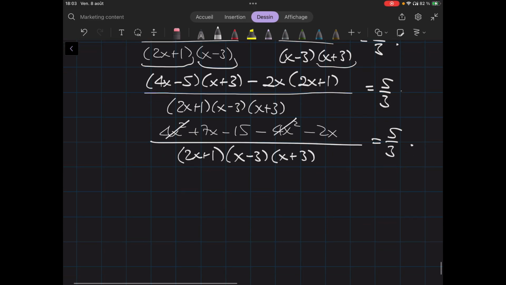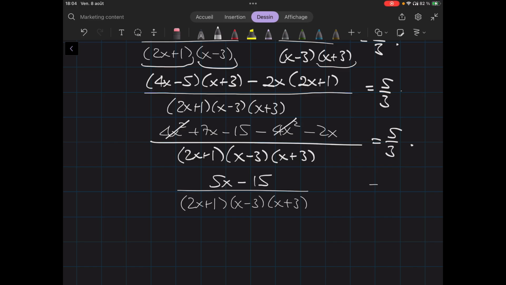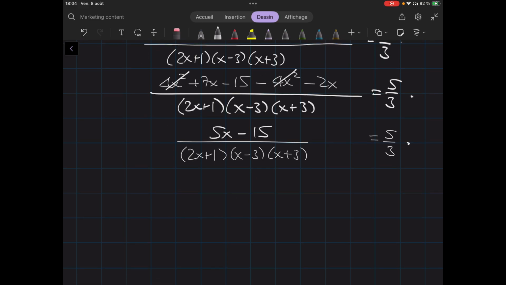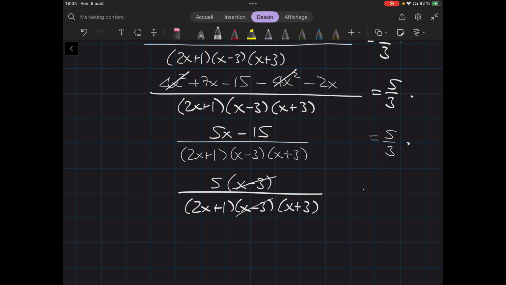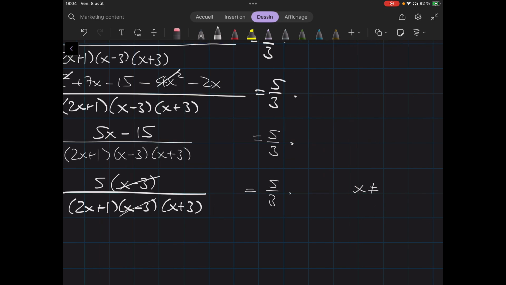That cancels out. We're down to 5x minus 15. Luckily, we can simplify this by factoring the 5 out. You can now simplify the top and the bottom. The non-permissible values are negative half, 3, and negative 3. And because x cannot be equal to 3, we can simplify the fraction without losing any solutions.